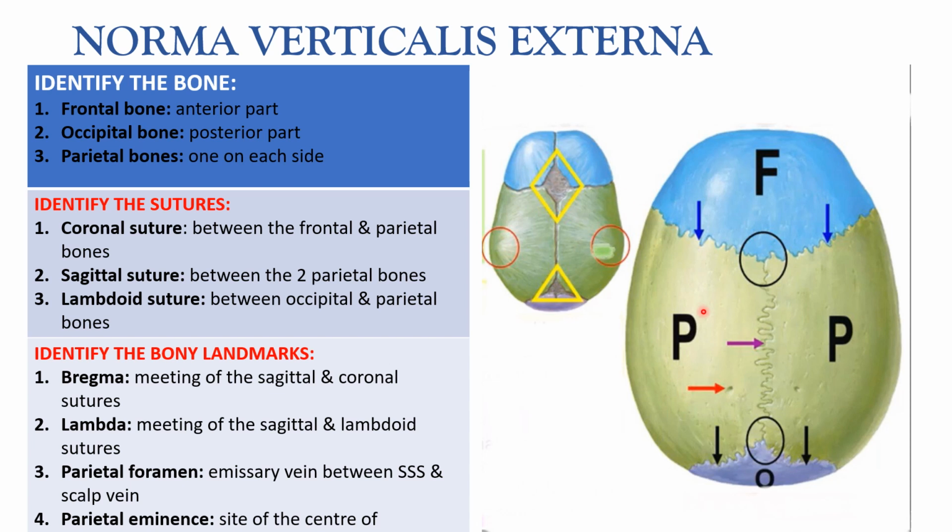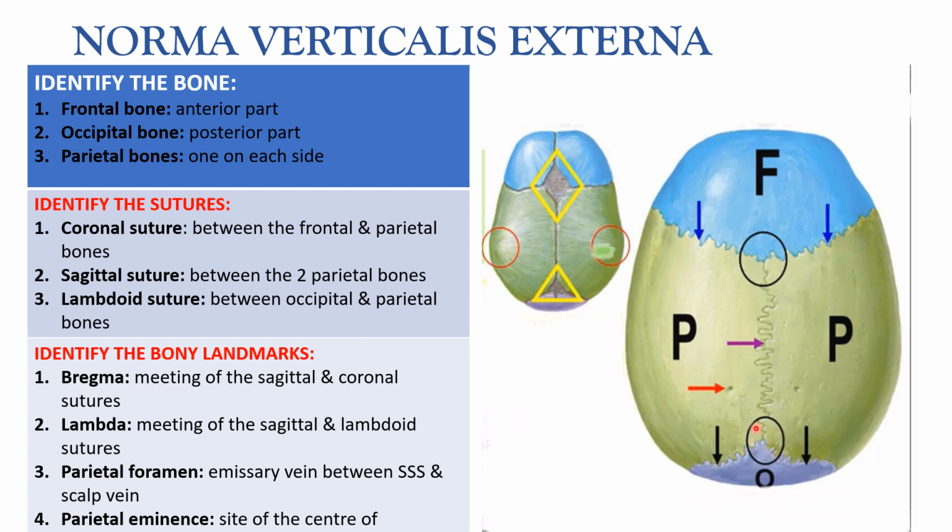Now, another landmark we have is the lambda. Lambda is the meeting of the sagittal and the lambdoid. We say this is the lambdoid. Lambdoid is between the parietal and occipital. So it meets here. This is the lambda, a landmark.